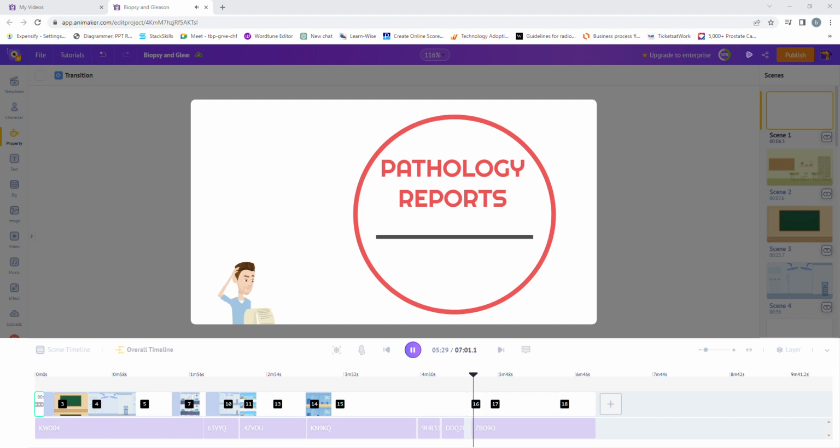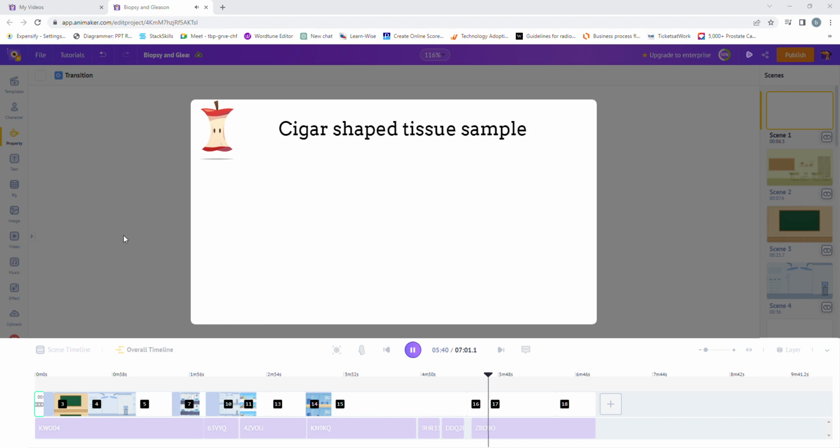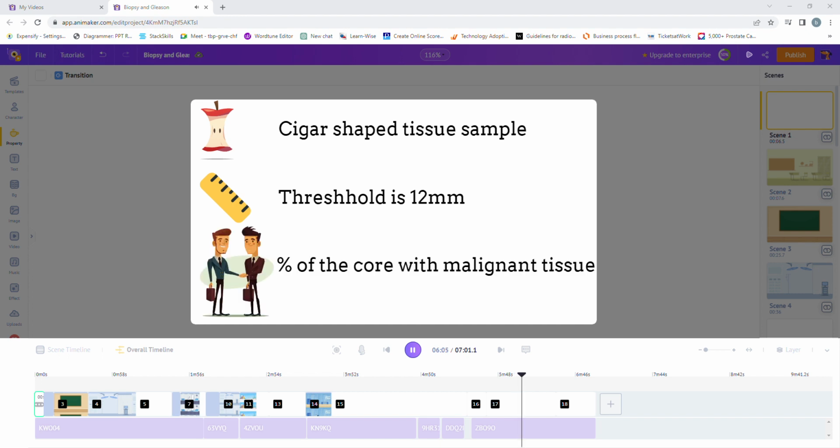When reviewing a pathology report, you will come across several terms such as core, core length, core involvement, grades, and Gleason score. Let's examine each of these metrics. The core refers to a small cigar-shaped sample of prostate tissue that the urologist takes during the biopsy. Each core is defined by its length, and the validity of the sample is determined by its length. A minimum threshold of 12 mm is often considered significant. Studies have shown that longer cores exceeding 12 mm have significantly higher detection rates, 39%, compared to cores shorter than 11.9 mm, 23%. After the biopsy, the cores are sent to the pathology department for evaluation and grading.